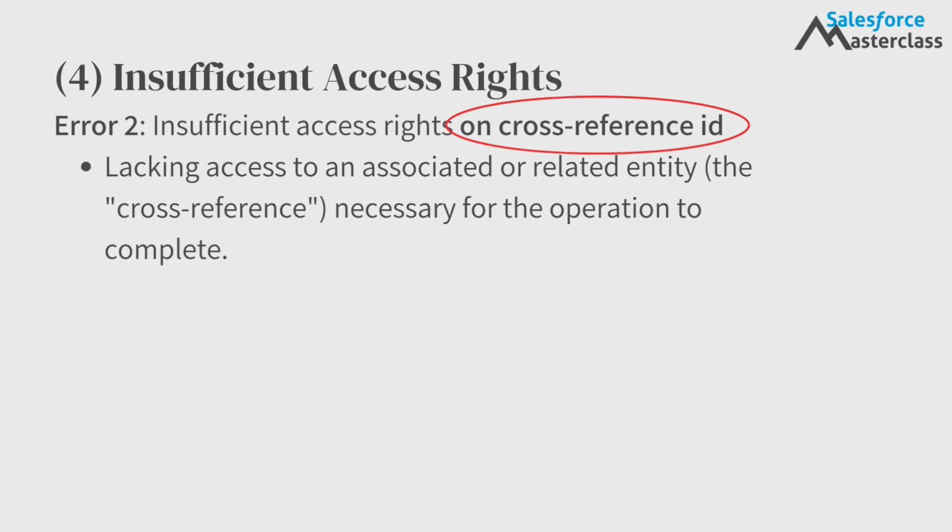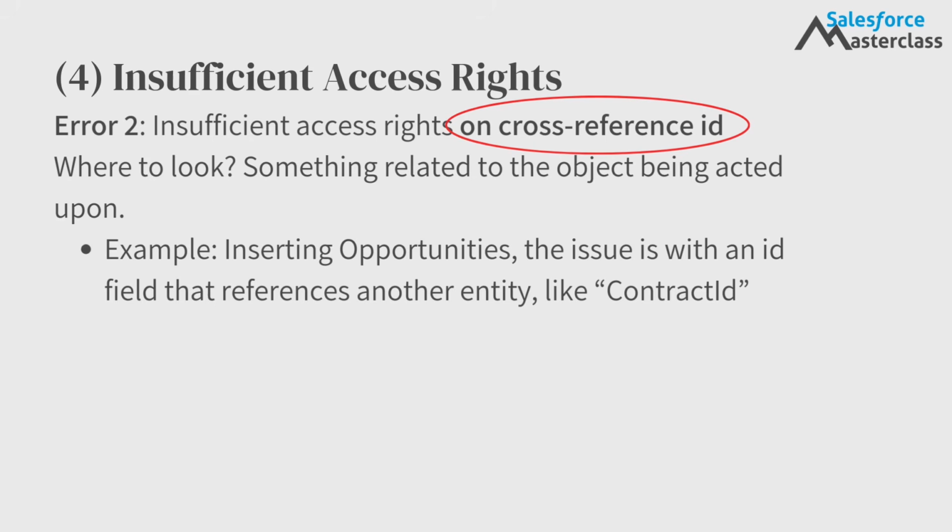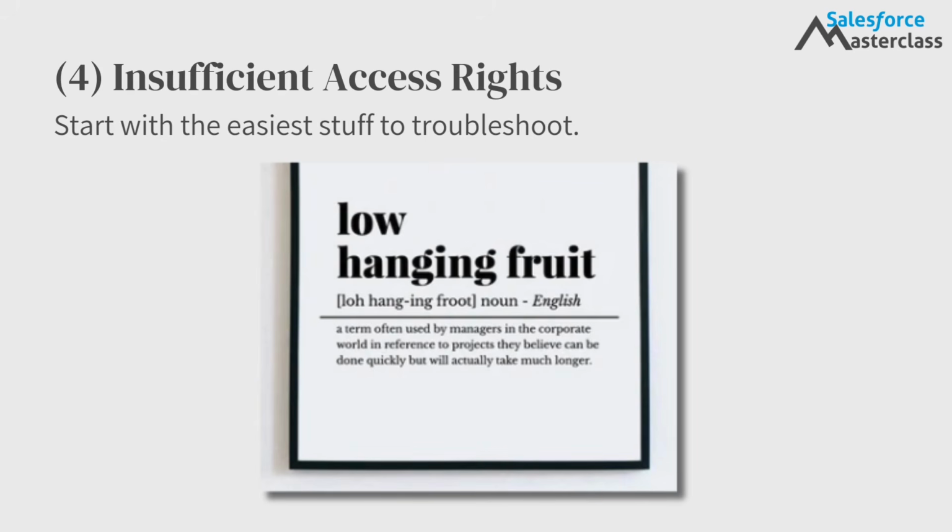The other type of insufficient access error includes the text on cross-reference ID, which is telling you that either you as the running user or the record owner doesn't have permission to access a related entity that must be granted in order to complete the load. If you're inserting opportunities and attempting to set a value in contract ID, for example, but don't have access to the contract object, you'll get an error. Since Salesforce only returns these insufficient access rights errors in specific situations, we can start our troubleshooting with the easiest potential problems in order to rule them out quickly.